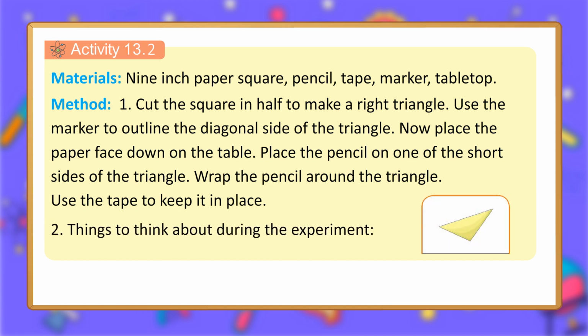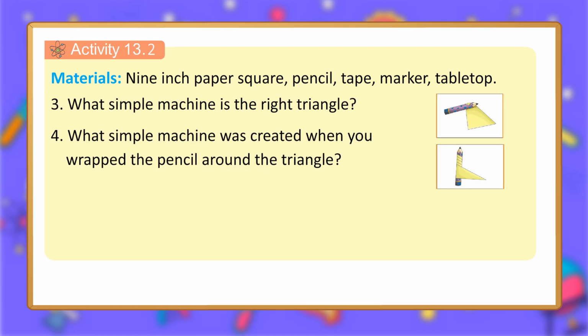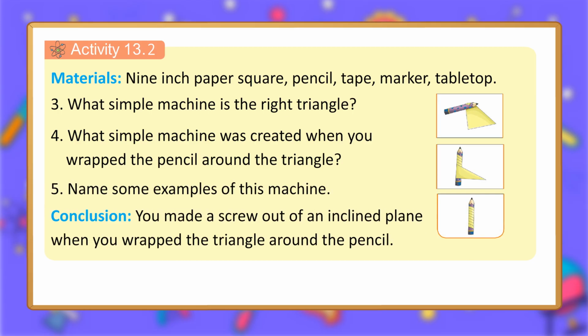2. Things to think about during the experiment. 3. What simple machine is the right triangle? 4. What simple machine was created when you wrapped the triangle around the pencil? 5. Name some examples of this machine. Conclusion: you made a screw out of an inclined plane when you wrapped the triangle around the pencil.